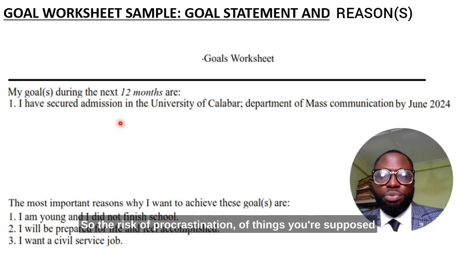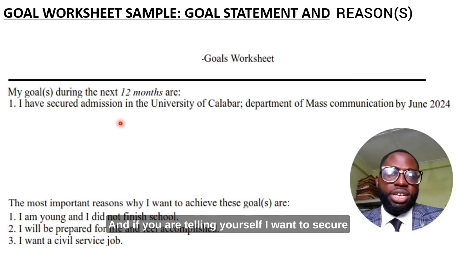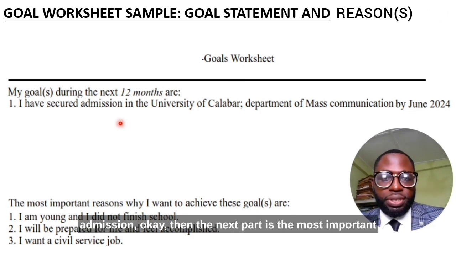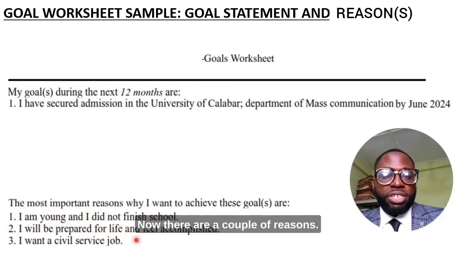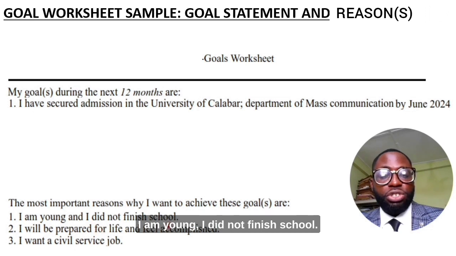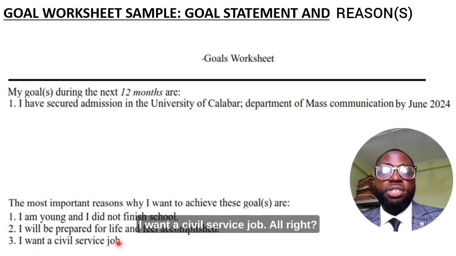So the risk of procrastination on the things you're supposed to do to get the goal is reduced, compared to if you are telling yourself, okay, I want to secure admission. Then the next part is the most important reasons why I want to achieve this goal. Now, there are a couple of reasons. I am young, I did not finish school, I will be prepared for life and feel accomplished. I want a civil service job.